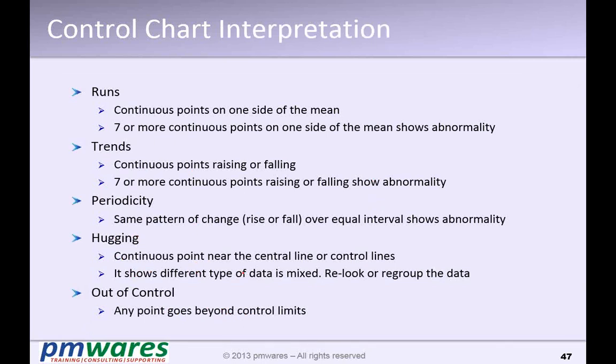If 7 continuous points are hugging the central line, that is the mean line, or the upper control limit, or any line actually, upper control limit, lower control limit, if continuous points are hugging the line, then there is a chance of having a problem. And one more thing is that if any one point goes out of control, we need to investigate the matter.